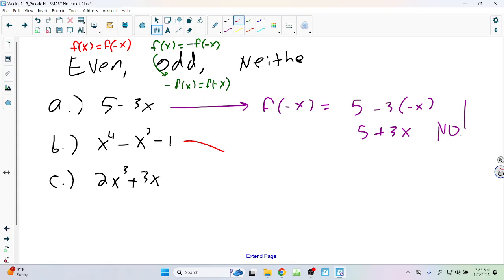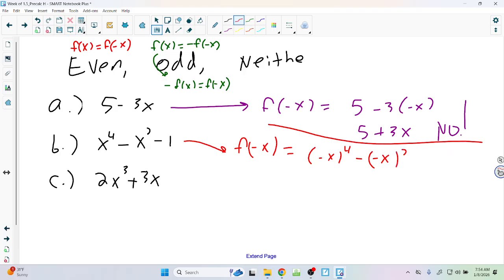Okay, let's try the next one. We'll change colors. F of negative x, what is it? If we took f of negative x, we have negative x to the fourth minus negative x squared minus 1. So what's negative x to the fourth? Is that x to the fourth? It is. So it's going to be x to the fourth. And then what's negative x squared? That's going to be x squared. So this is going to be negative x squared and minus 1.